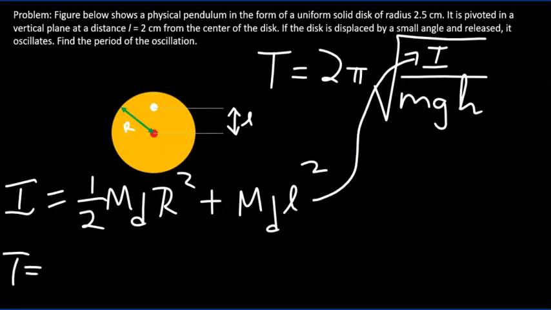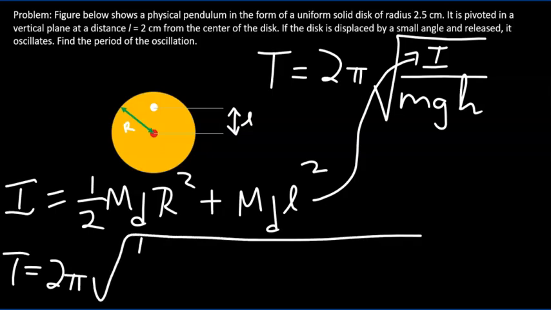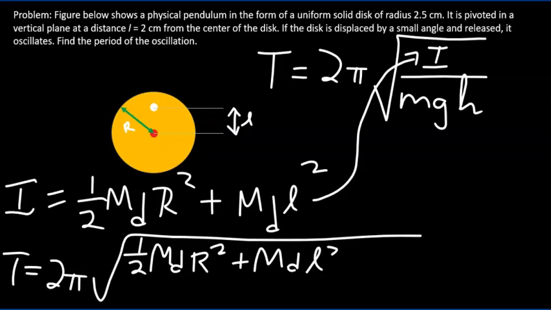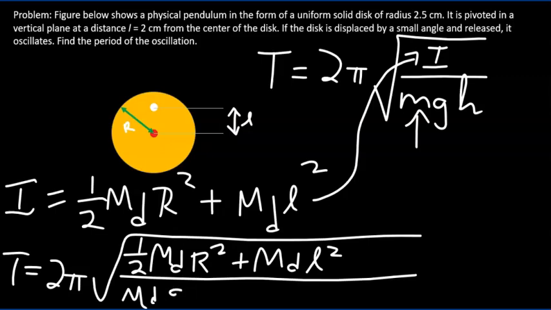Let's substitute this expression inside that equation. You will get the period equals 2 pi square root I is half the mass of the disk radius squared, plus again the mass of the disk L squared, over, now this m is the mass of the disk, which is m sub d, g is gravitational acceleration, and h is the distance between the pivot point and the center of mass, in this case just L. You see the mass cancels out, so you don't really need to know what the mass of the disk is, and you know all the other parameters.